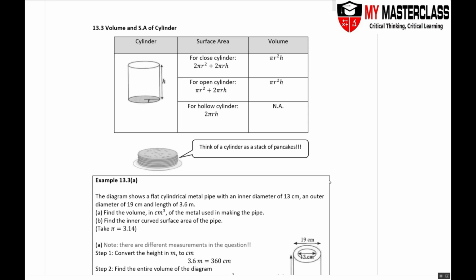Okay, now let's look at the volume and surface area of a cylinder. You have three different scenarios. For a closed cylinder, I have both the top and the bottom. In my surface area, 2 pi r squared, because I have one circle on the top and one circle at the bottom. What is this 2 pi r h? This 2 pi r h here is your curved surface area of the cylinder.